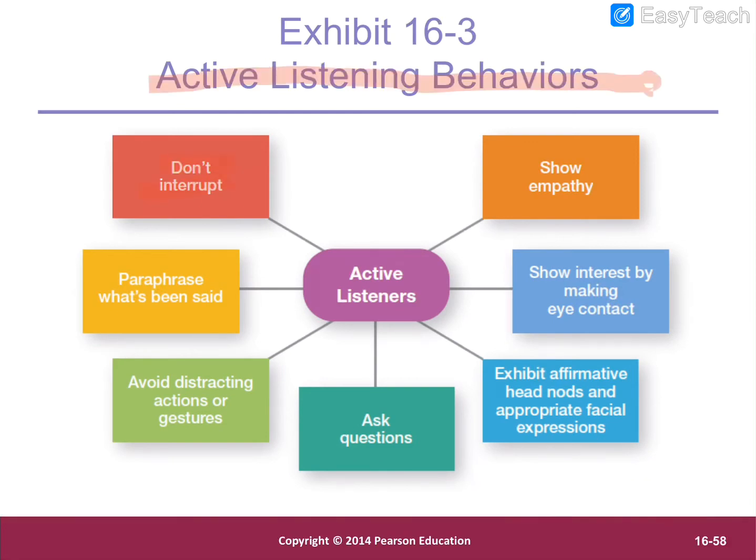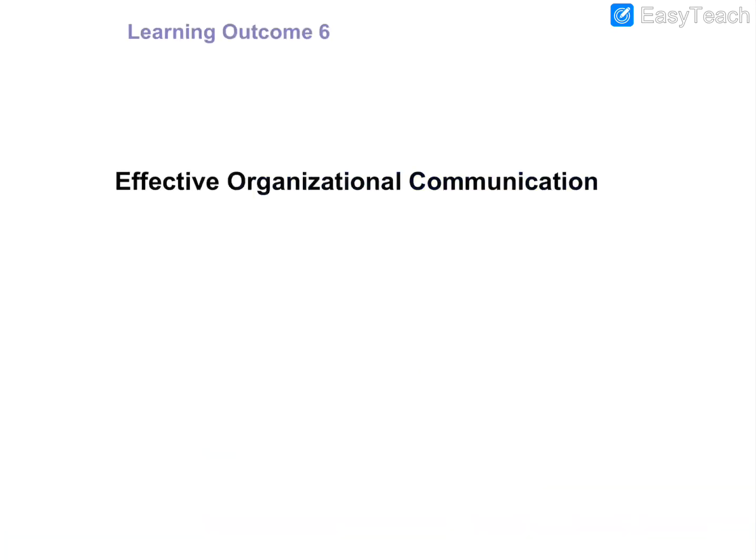Okay, how do you practice active listening behavior? Don't interrupt when people talk. Paraphrase what's been said. Avoid distracting actions or gestures. Ask questions, exhibit affirmations such as head nods, and also appropriate facial expressions. Show interest by making eye contact and also show empathy. This is the way you become an active listener.